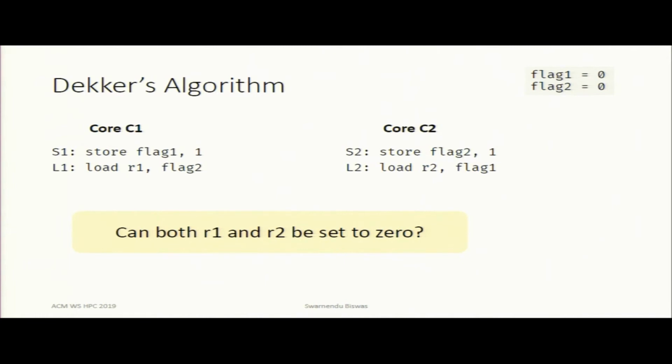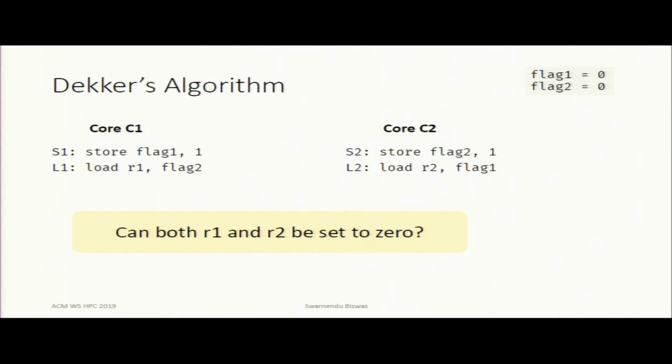See, if this executes first, then this, then flag 1 will be 1, right? Flag 2 can be 0. So if my execution order is S1, L1, S2, L2, then at least one will be 1, right? Similarly, if it is S2, L2, S1, L1, at least one will be 1. For both of them to be 0, what needs to happen? Both need to get reordered. Can that happen?